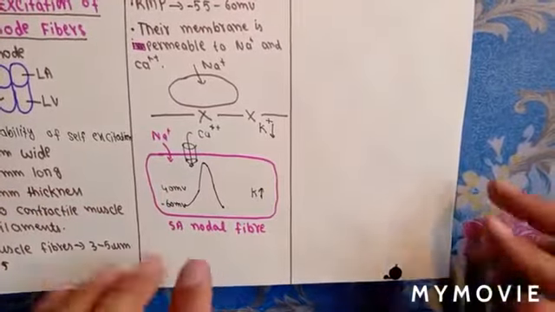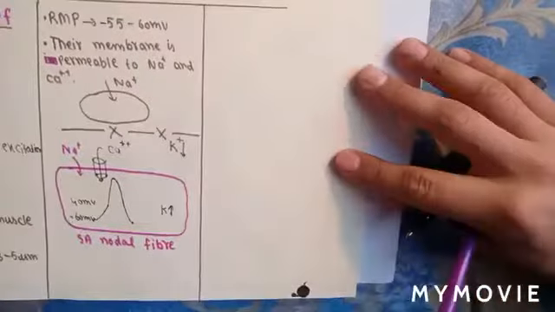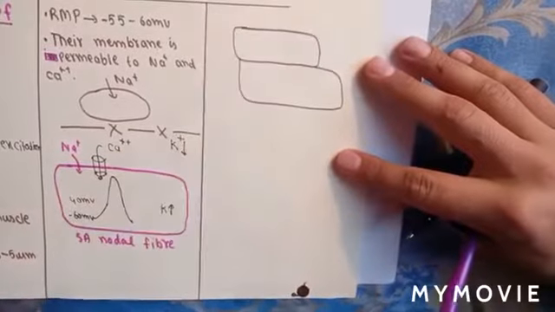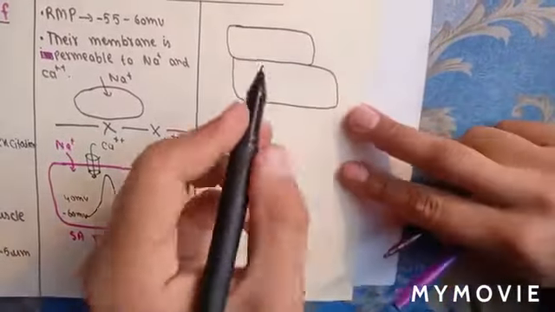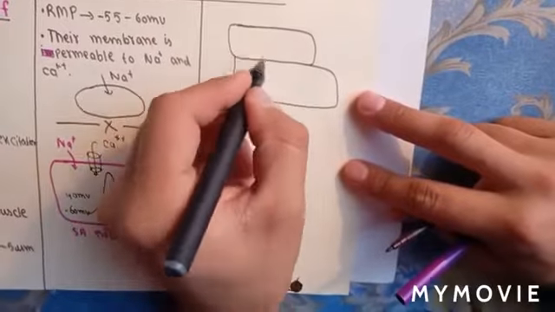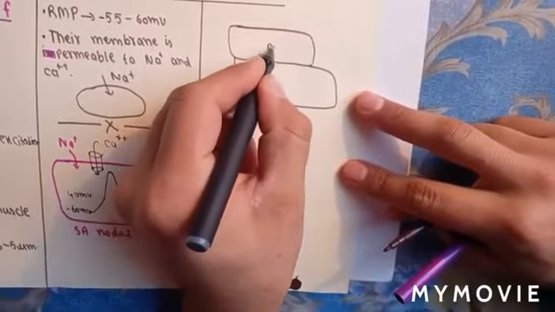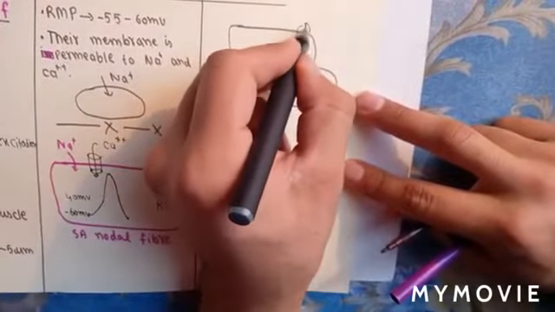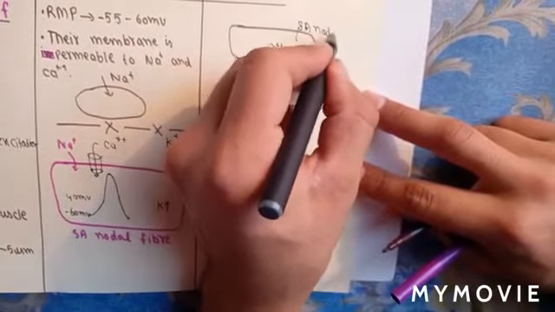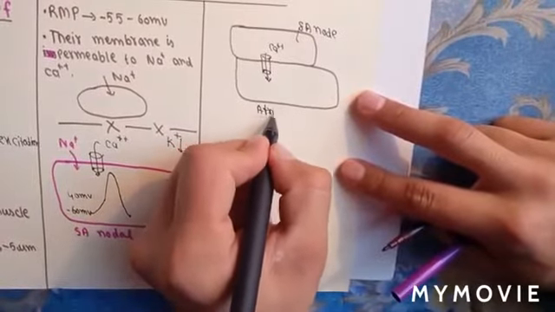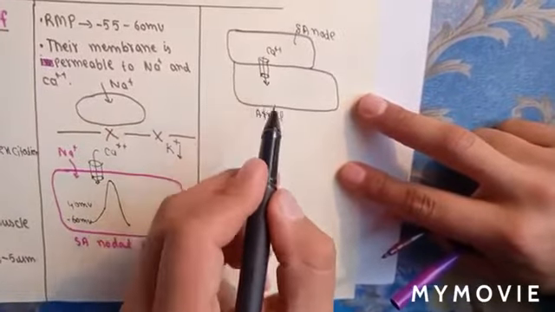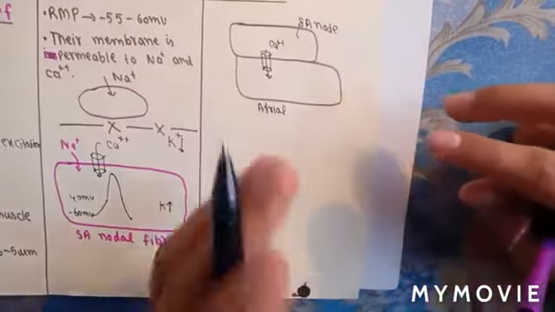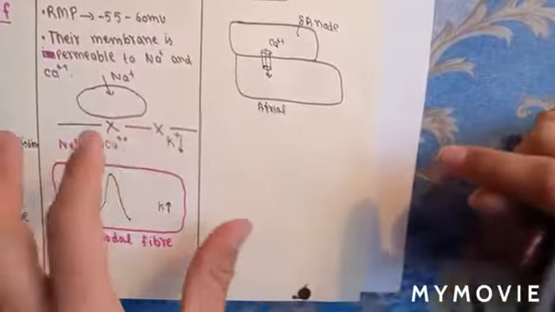Now, next, let this be an SA node cell and it is attached to the atrial cell. So calcium ion also moves into the atrial cell and causes depolarization and then repolarization. So this is the SA node cell and this is the atrial fiber, the atrial cell. Calcium ion enters here, depolarization and repolarization occur, and then the impulse moves from cell to cell.